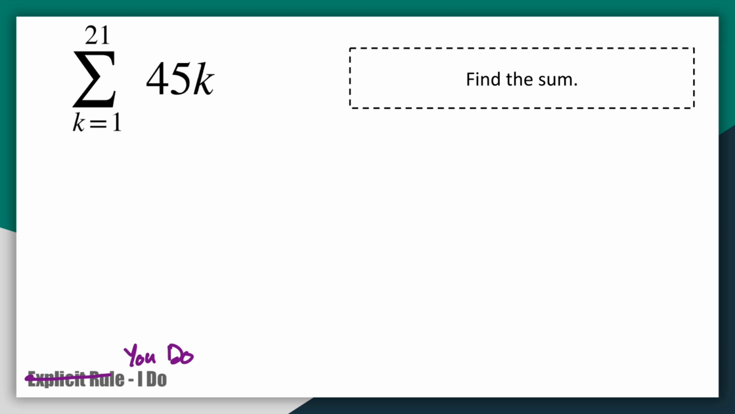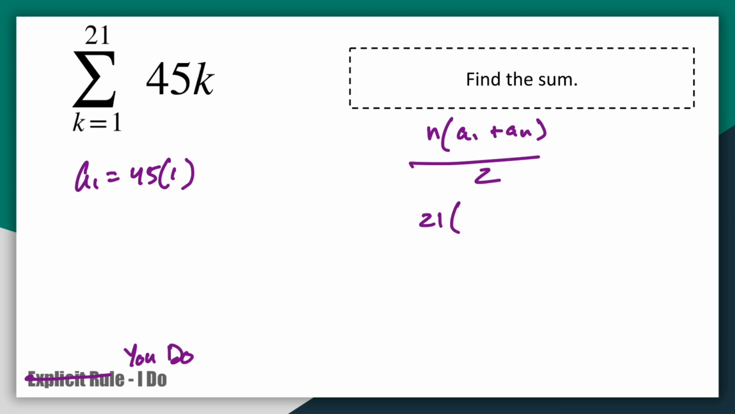All right, so hopefully you got it. We got our formula, n times a of 1 plus a of n divided by 2. Okay, we know pretty much off the bat that there's 21 terms. We know that the first term, we plug in 1. So a of 1 is equal to 45 times 1, which is just 45, plus a of n. So we got to do 45 times 21, which is 945, okay?